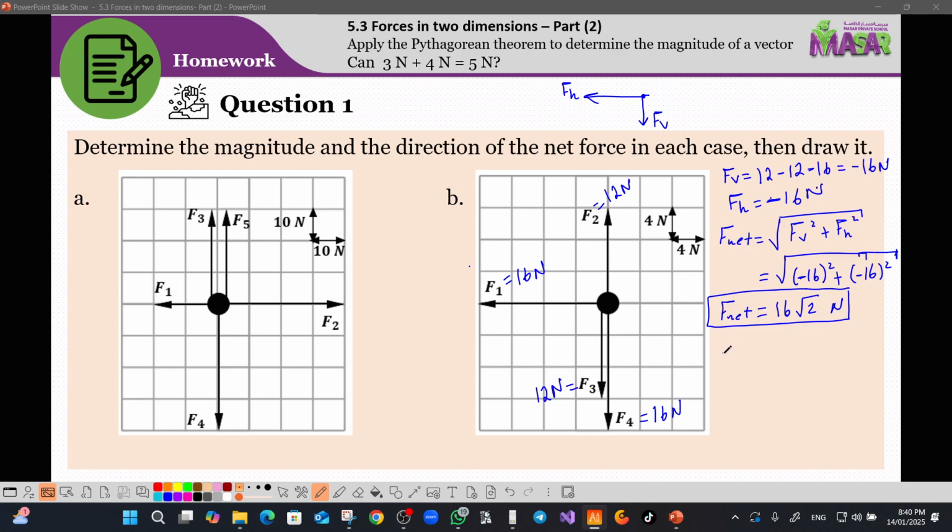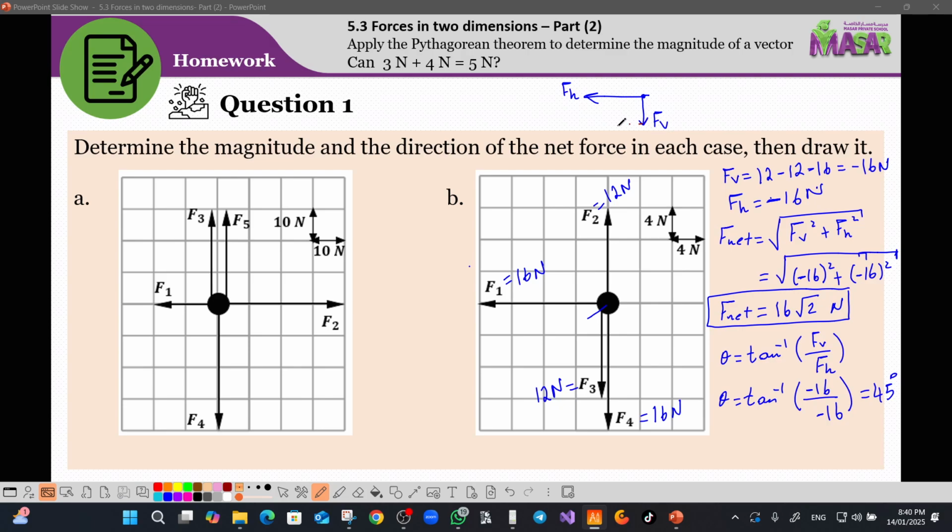Now for the direction, we should apply the formula tangent inverse. So theta is equal to tangent inverse. The vertical force is minus 16, the horizontal force is minus 16, and the angle is 45 degrees. Now, why did we find that the angle is positive? Why is it not negative? Since the direction should be pointed in this way.